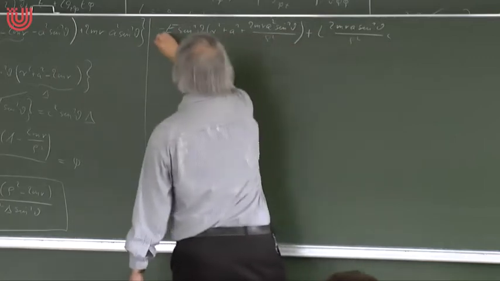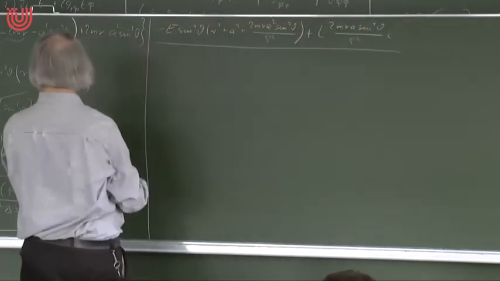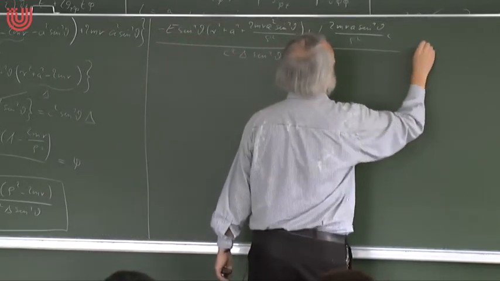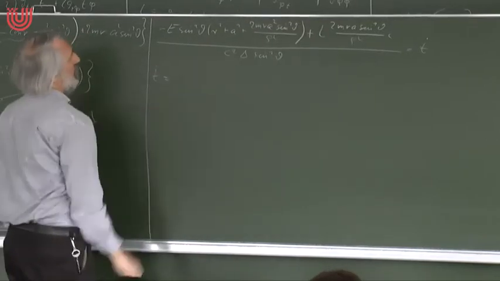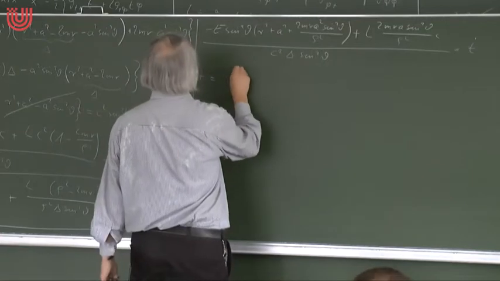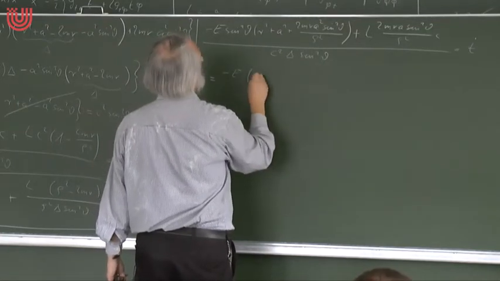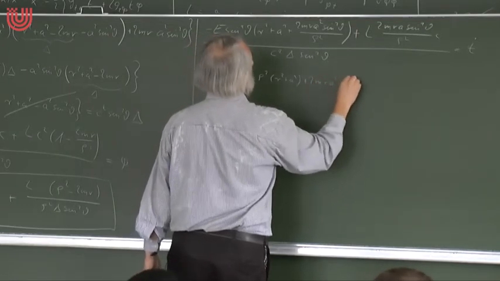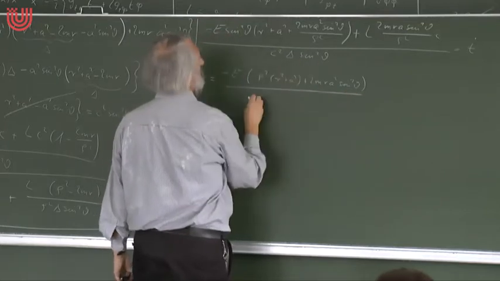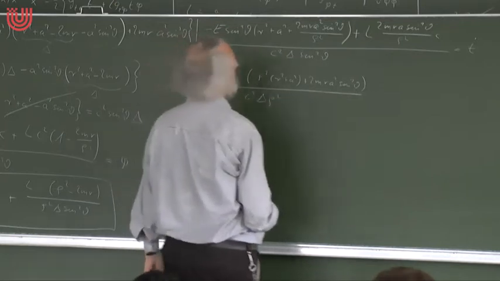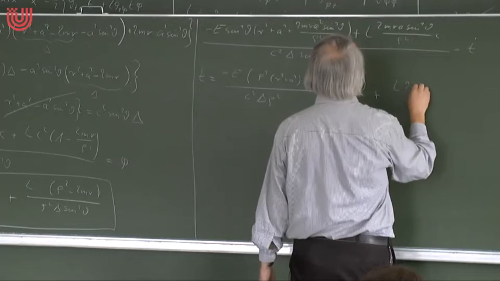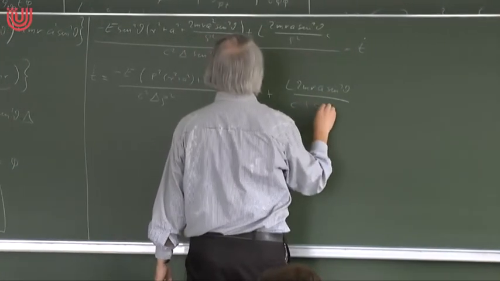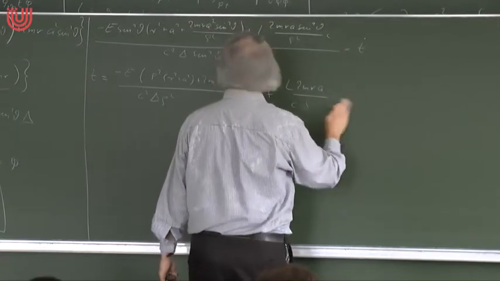Okay, and the whole thing I have to divide by the determinant with the same sign again, with a plus sign. So divided by c squared delta sine squared theta, and that's t dot. So I can simplify this again a little bit. So this is minus E, the sine squared theta goes away. Then I have rho squared times r squared plus a squared plus 2mr a squared sine squared theta, over c squared delta rho squared. And here I have plus L 2mRA sine squared theta. Only one c in the denominator, delta. The sine squared theta goes away. So that's it. That's the t dot equation.